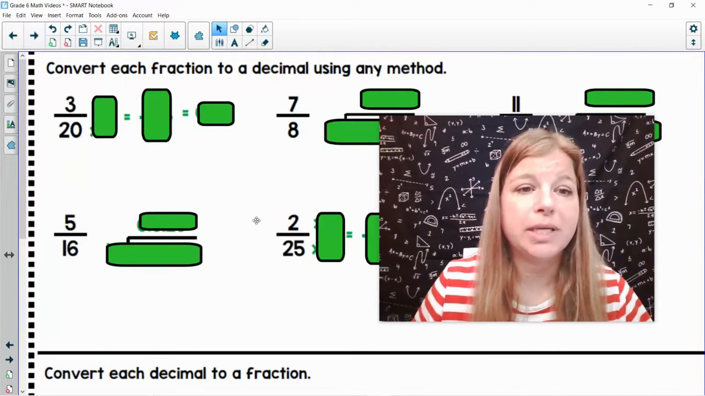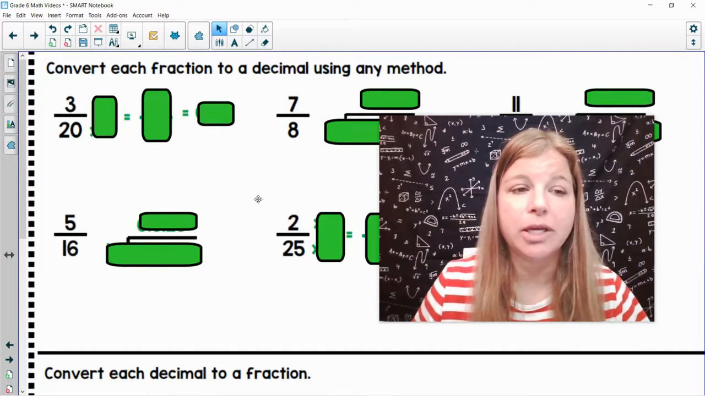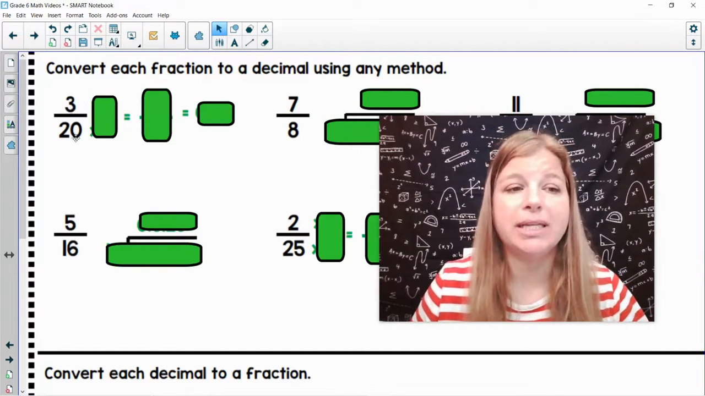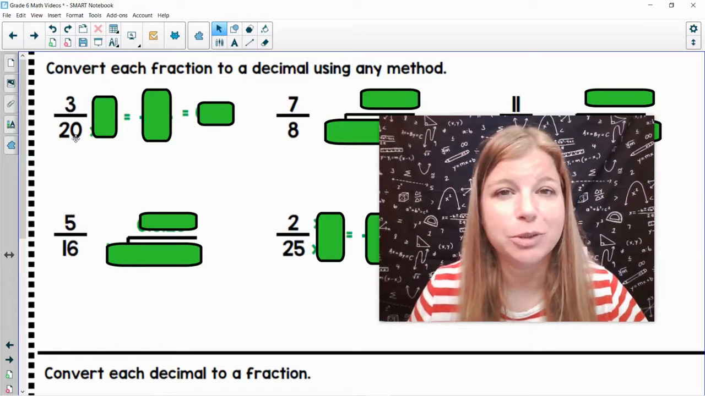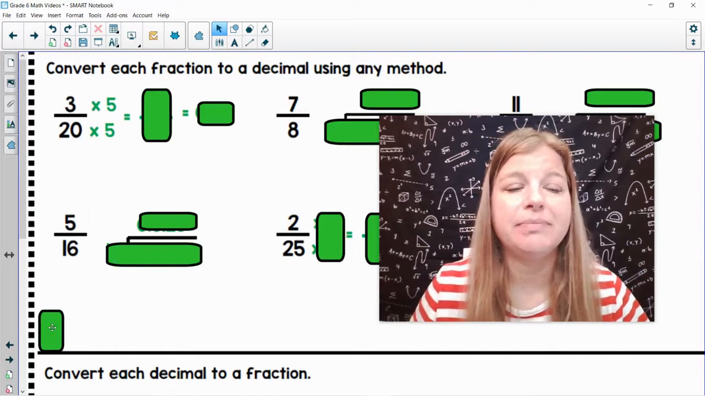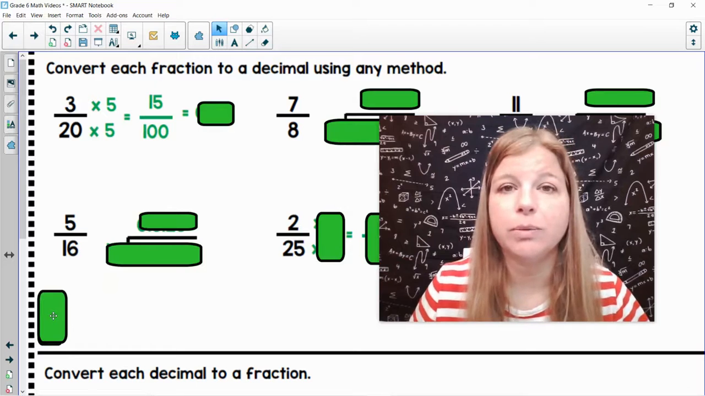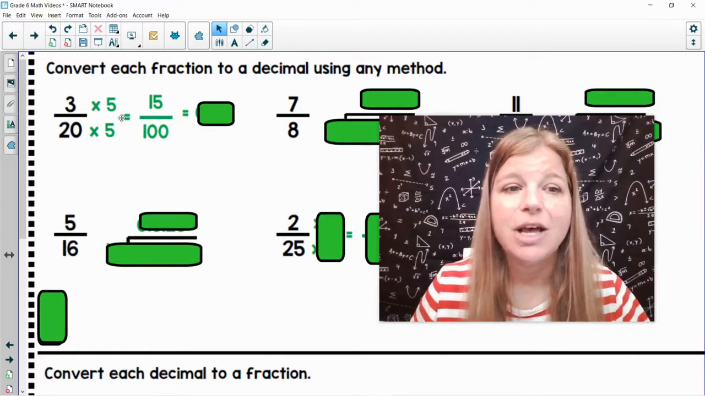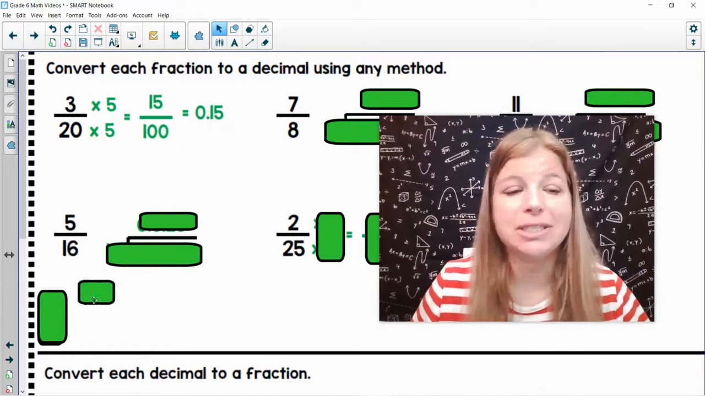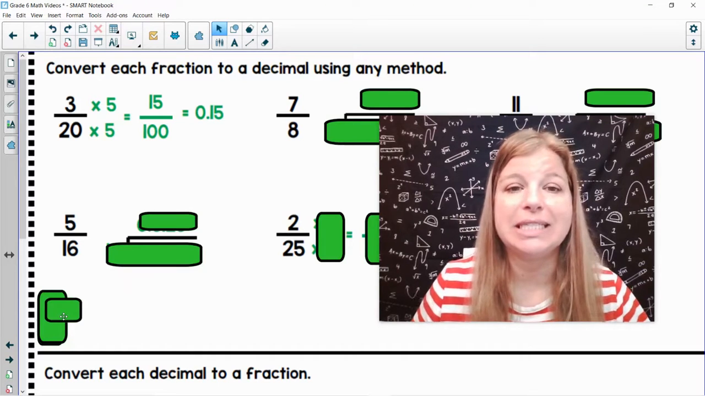So for example, here I have 6 problems that we're going to be taking a look at. The first one, 3/20. Can I convert 20 into 100 pretty easily? Definitely. If I multiply by 5 over 5, I end up getting 15 over 100, 15 hundredths, which in decimal form is just 0.15. It's like 15 cents.